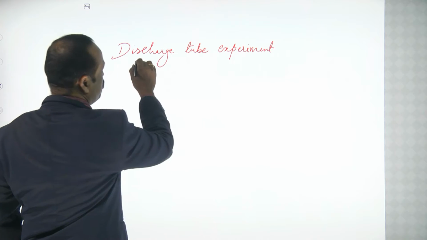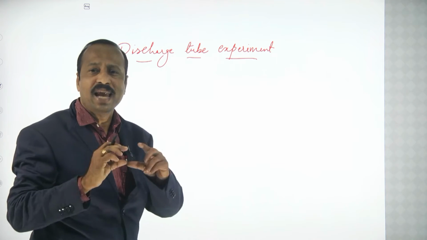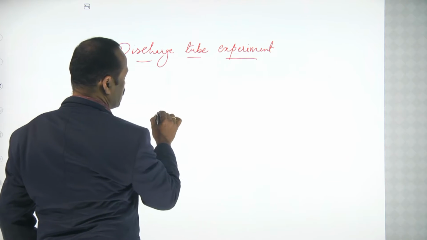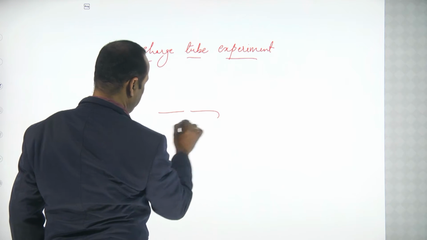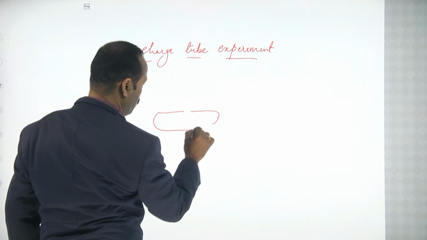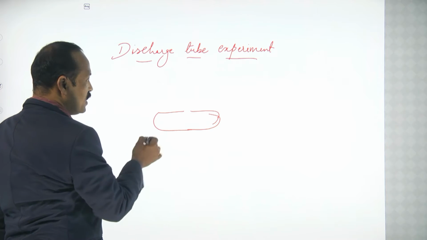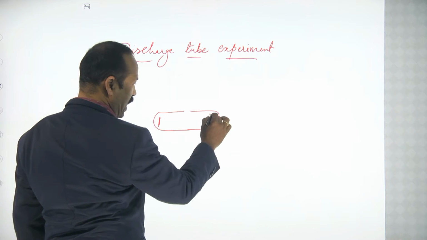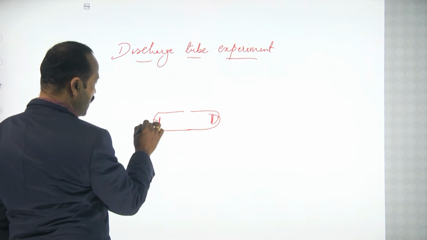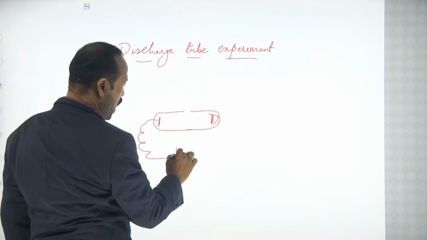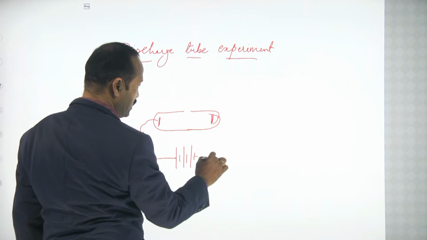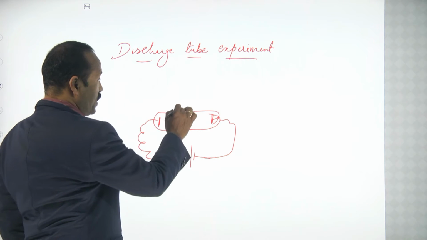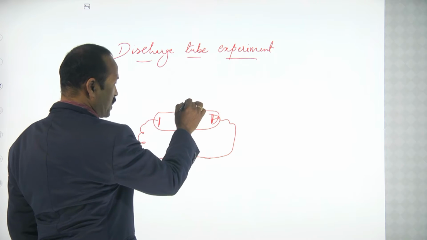See, this discharge tube experiment consists of one small glass tube, like this. This is a small glass tube, right? And this glass tube is fitted with two metal plates, or we can say two metal electrodes. These electrodes are connected to a high electrical source, like this. And here it is fitted with a vacuum pump.